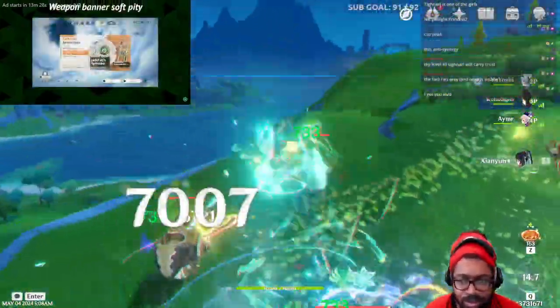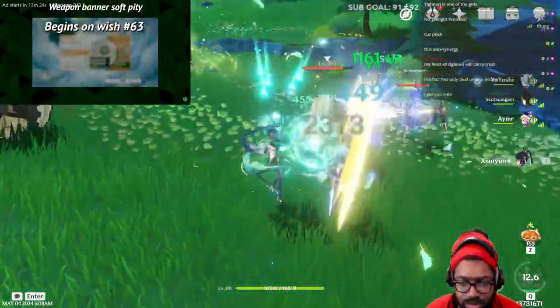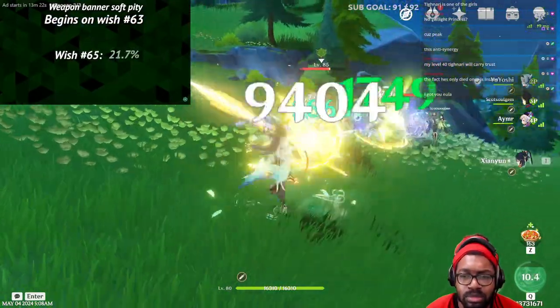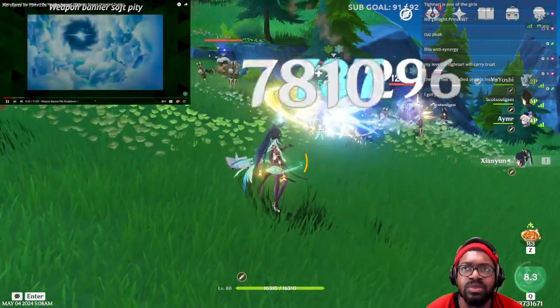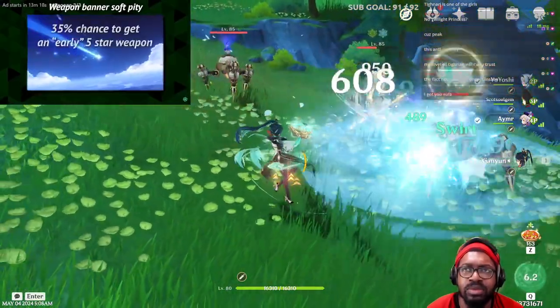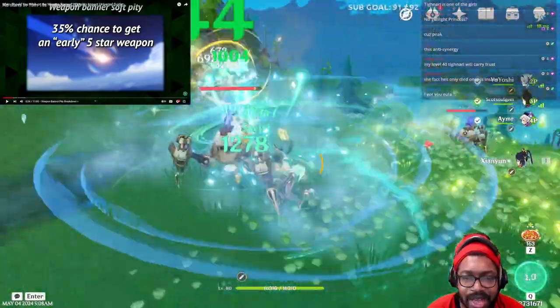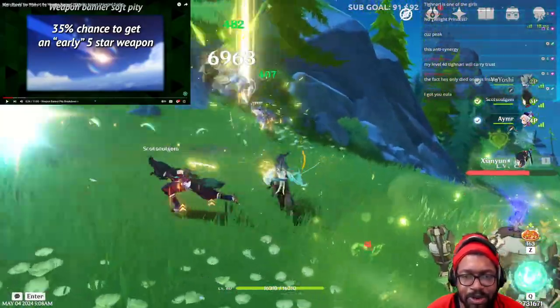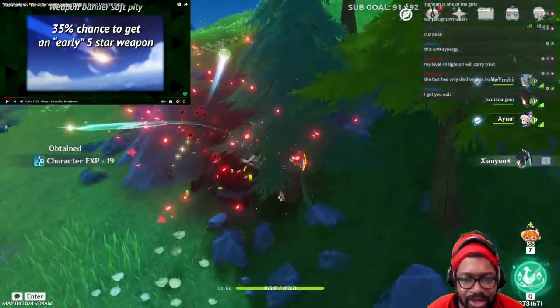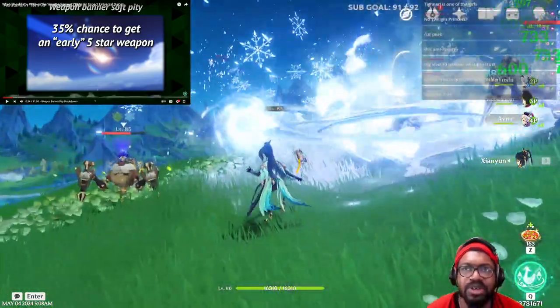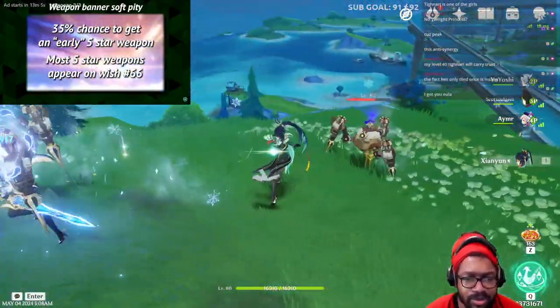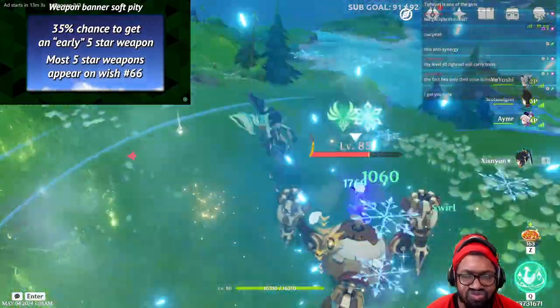Soft Pity for the weapon banner begins on wish number 63, with each following wish increasing the odds of a 5-star by 7%. The odds of getting a 5-star before Soft Pity is approximately 35%. 35% is not bad. See, I knew something was up with my luck on the weapon banner. That makes more sense. 5-star weapons obtained appear most frequently on wish 66.